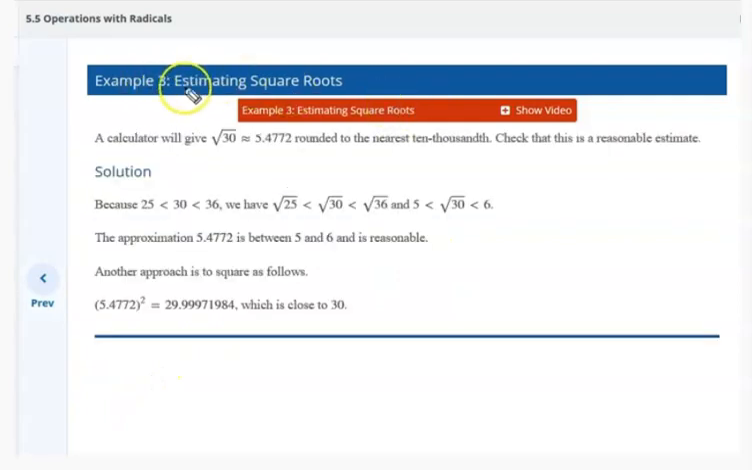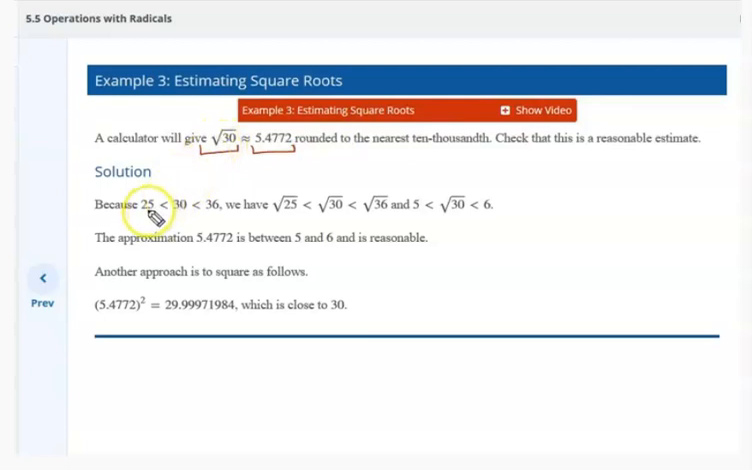Now, for example 3, they're asking us to estimate square roots. So with a calculator, if you did the square root of 30, you get this approximation. And if you were to multiply these two numbers, that is, square this, it wouldn't quite be the square root of 30, because, again, this is irrational. And the decimal goes on. And no two numbers exactly, when you square them, will give you 30.